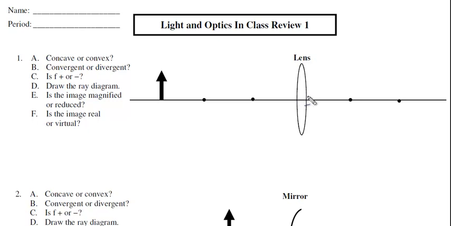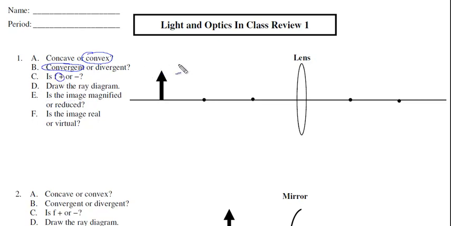So here we see that the middle of the lens is the widest point as opposed to the end, so this would be a convex object. Is it convergent or divergent? Well, a convex lens is going to be convergent. C, is the focal point positive or negative? Well, the real side of a lens is going to be the right side, and so that's where the focal point is going to be. So this is going to be positive.